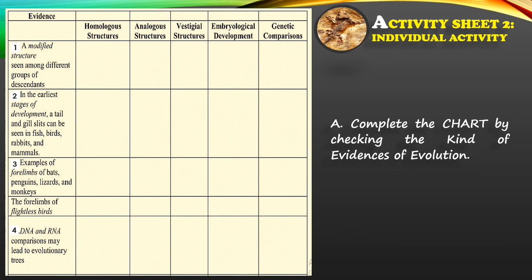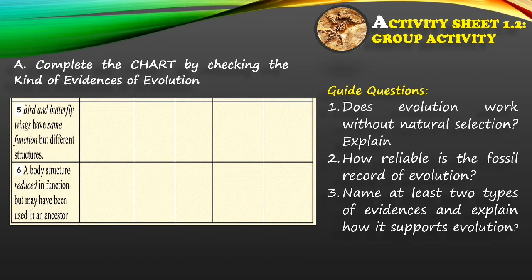And for your individual activity, complete the chart by checking the kind of evidences of evolution. And answer the following guide questions. 1. Does evolution work without natural selection? Explain. 2. How reliable is the fossil record of evolution? 3. Name at least 2 types of evidences and explain how it supports evolution.